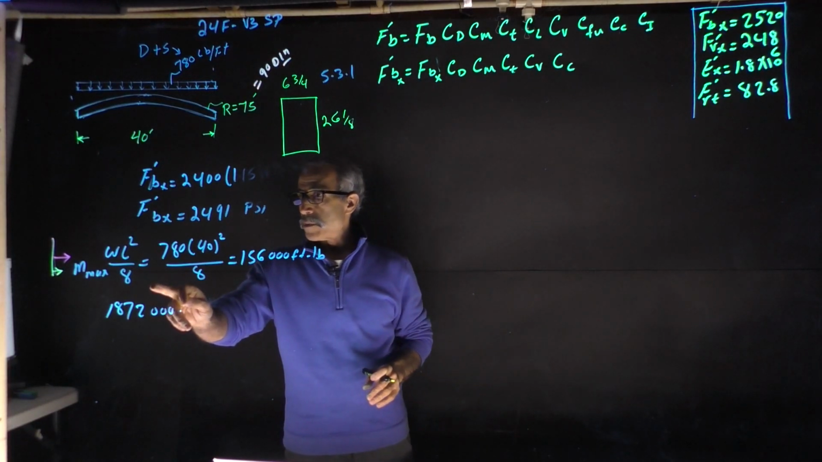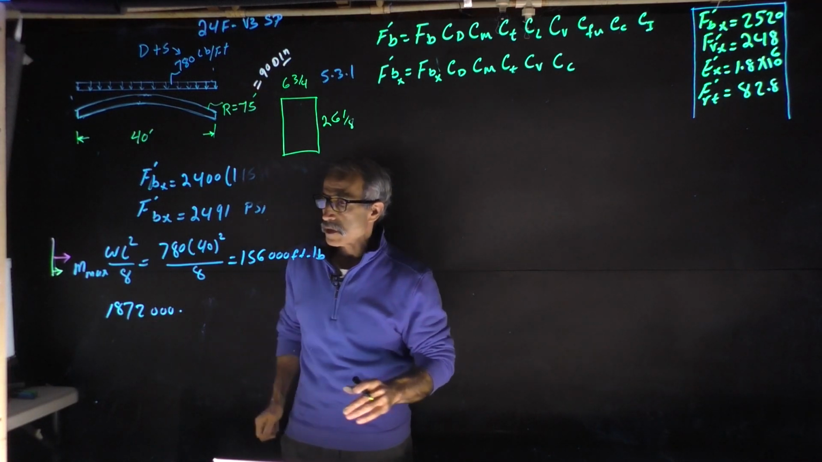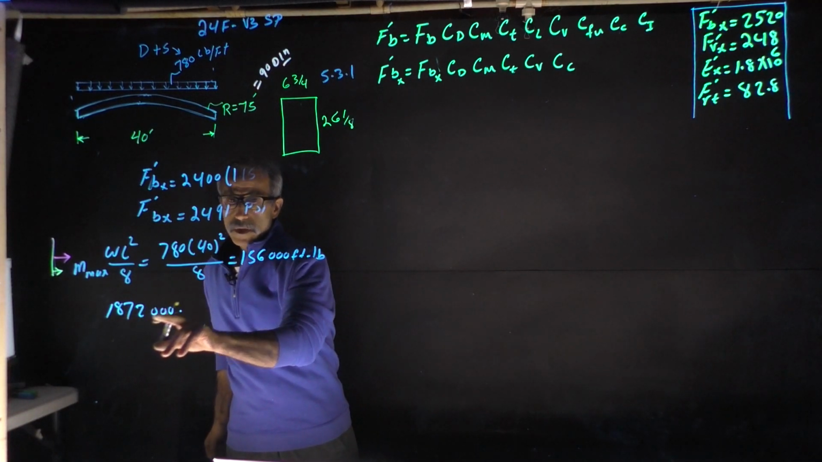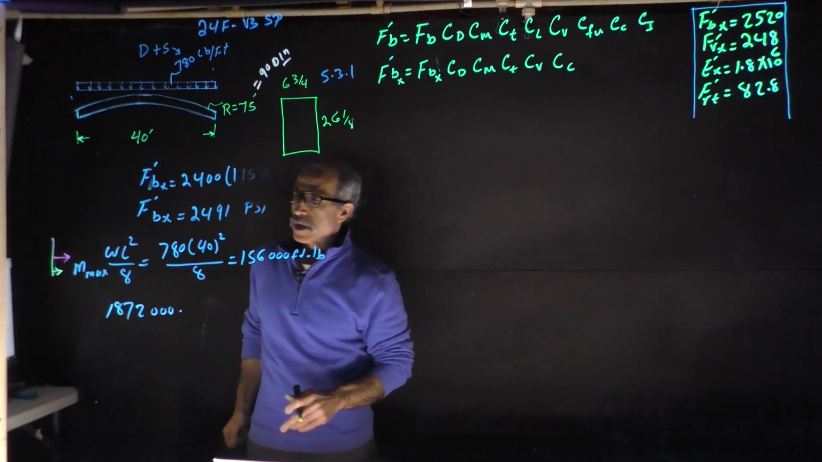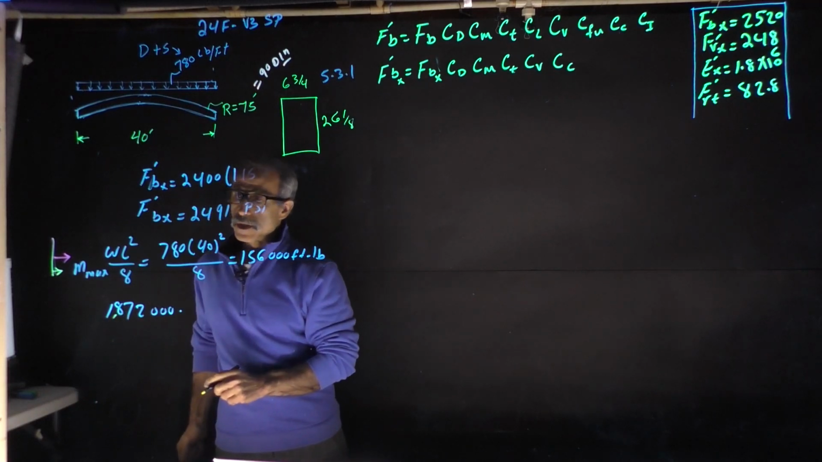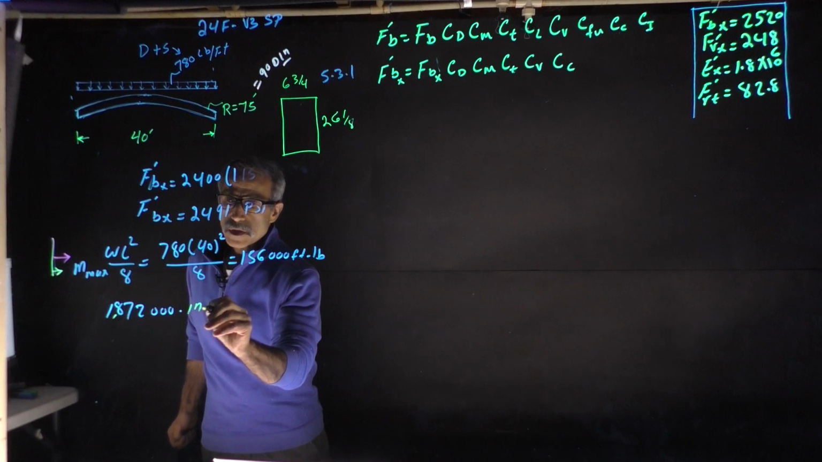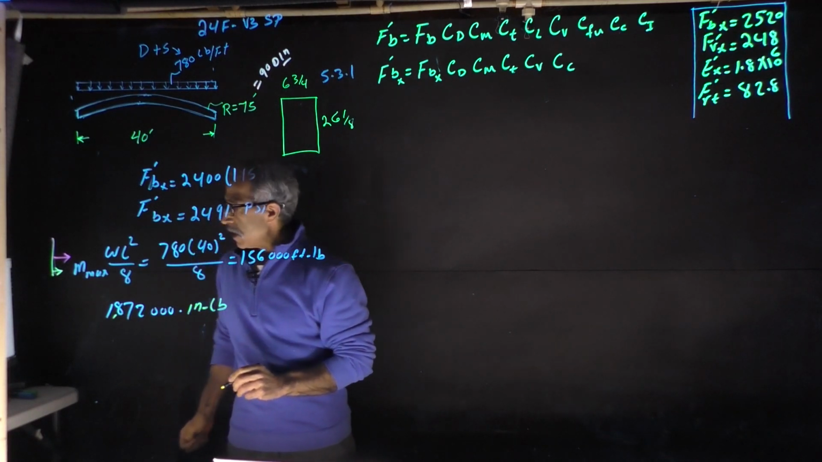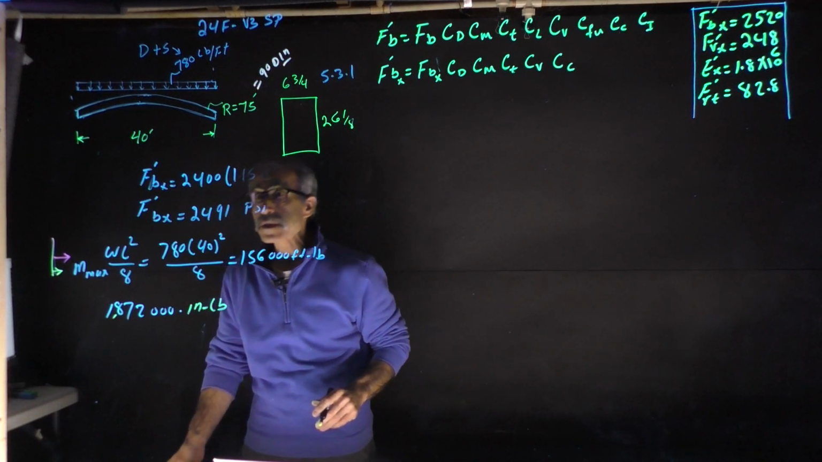We have our maximum moment, which is 156,000 foot-pound, or just make it inch-pound, which becomes 1,872,000 inch-pound. And another thing I would like to find out is the mid-depth radius.